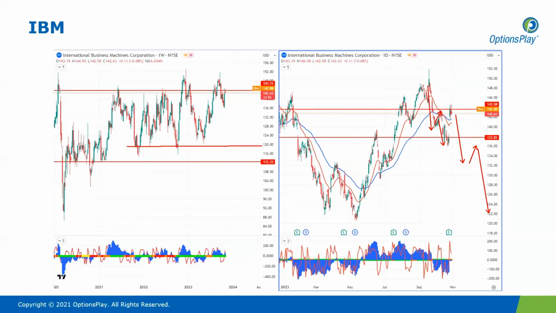For those of you that had already entered the trade, now would be a good time to potentially roll the position to new strikes. Unfortunately, with earnings, that's always a risk, but we are seeing bearish price action at a major resistance zone.